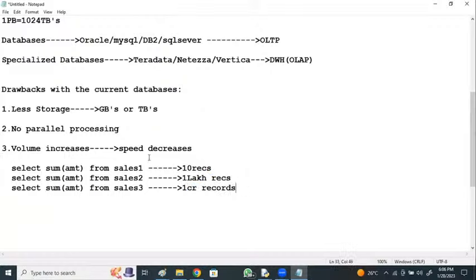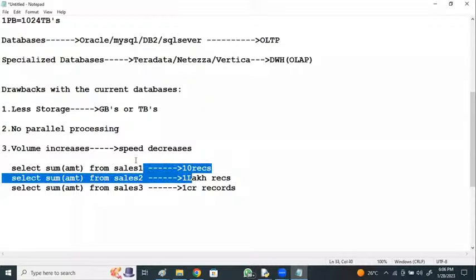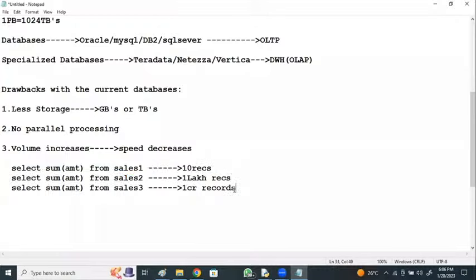So which query is going to execute faster among these three, right? Either 10 records or 1 lakh or 1 crore. Which one is going to execute faster? The first query executes faster because it totals 10 records as compared with 1 lakh or 1 crore, right? So from query to query, as volume increases, speed decreases, right?